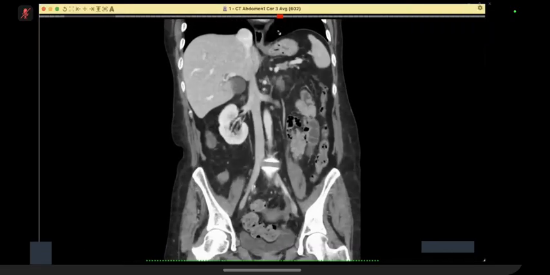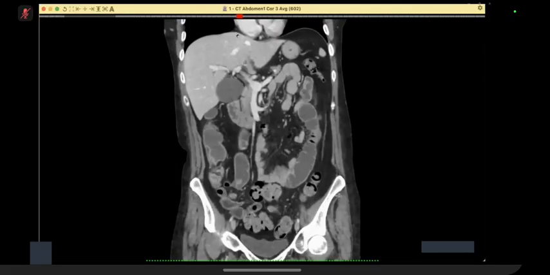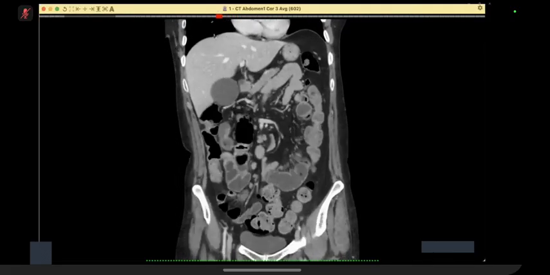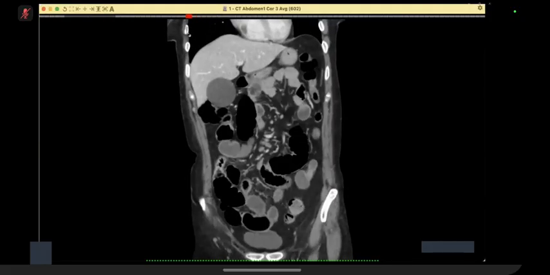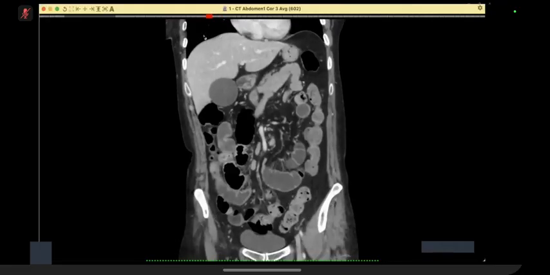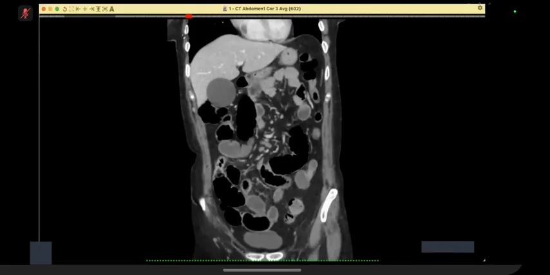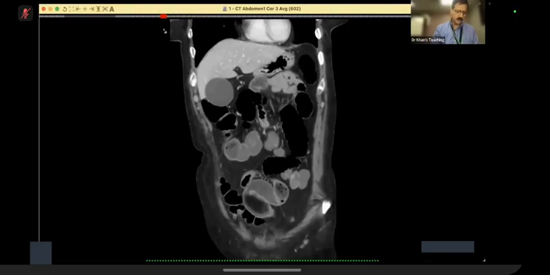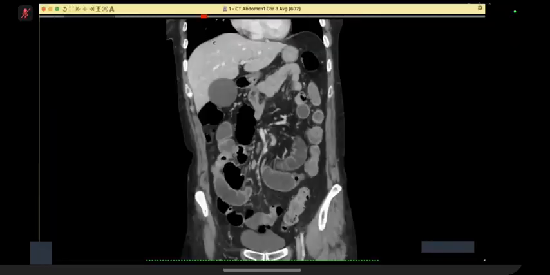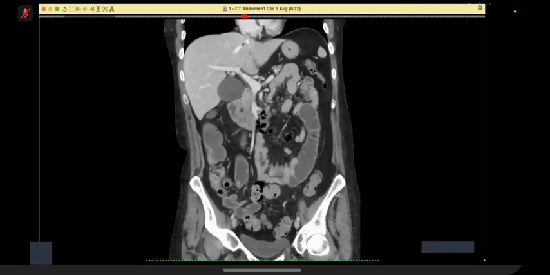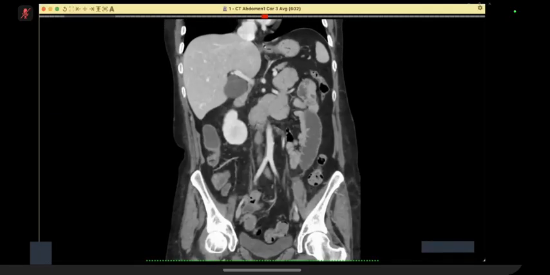I couldn't see signs of ischemia. I can see the bowel wall enhancement is rather symmetrical. There are no areas of hypoenhancement. There is no appreciable smudging of the mesentery to suggest bowel ischemia. So conclusion: this is a case of small bowel obstruction, likely due to closed loop obstruction.